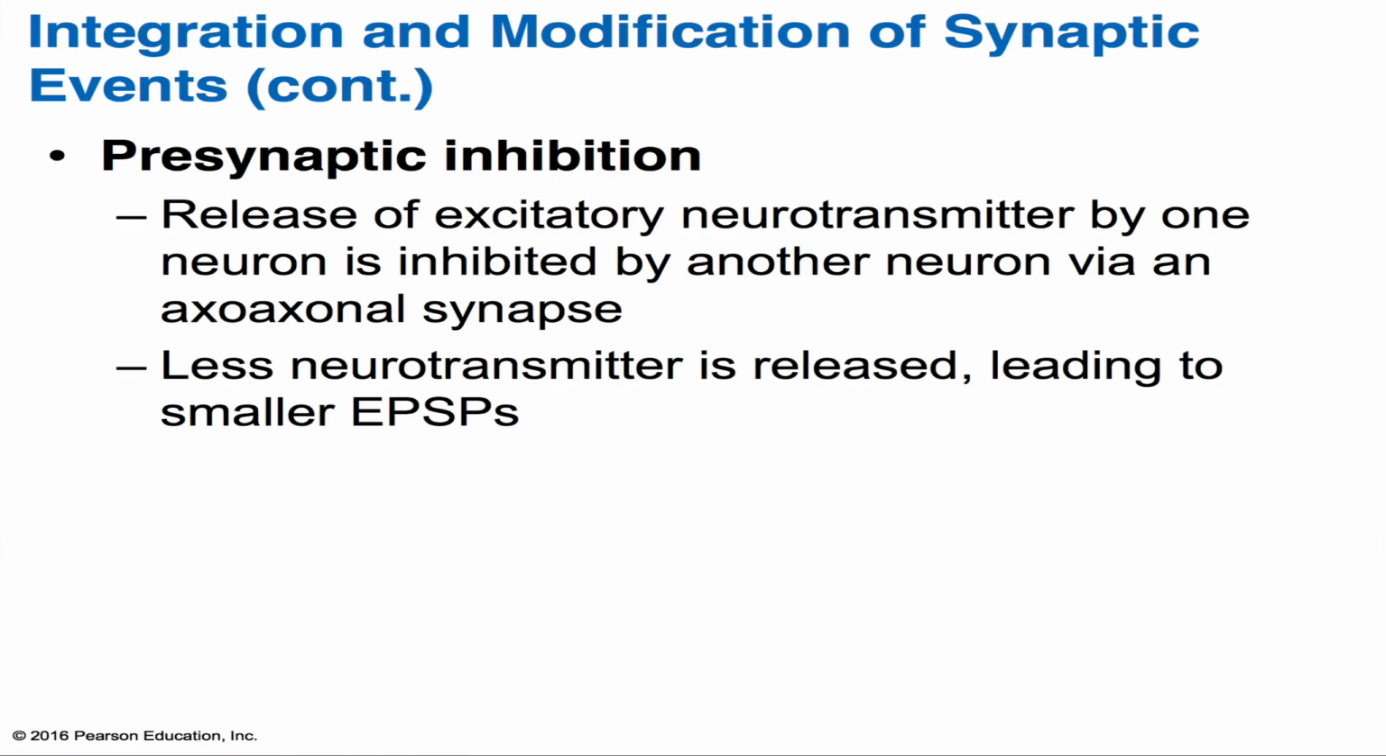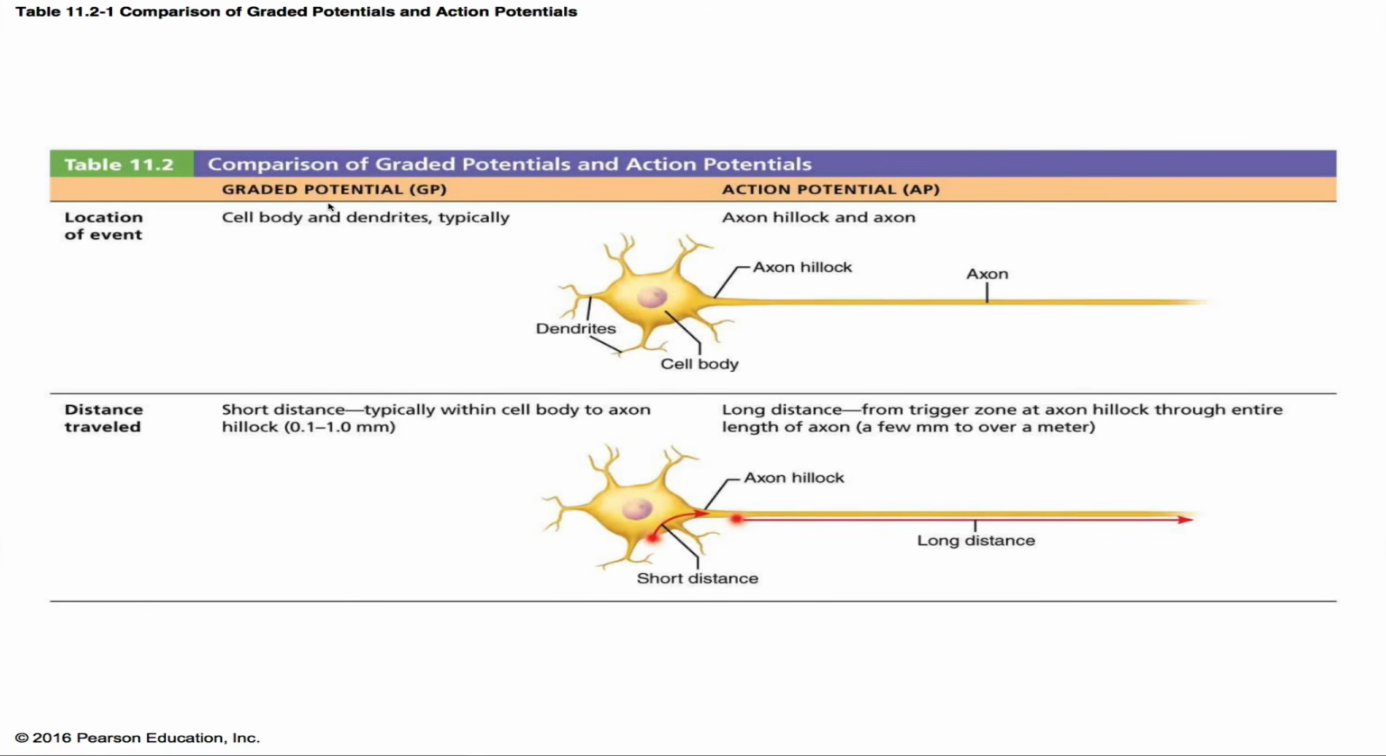And smaller EPSPs are formed. So when we look at this slide here, it's a comparison of graded potentials and action potentials. So what we're looking at over here is a multipolar neuron, and they're telling us that graded potentials typically occur in the dendrites and the cell bodies. And action potentials occur at the axon hillock, where they're going to then travel down the axon. And for the ones that originate in the dendrites and cell body, they're going to travel to the axon hillock.